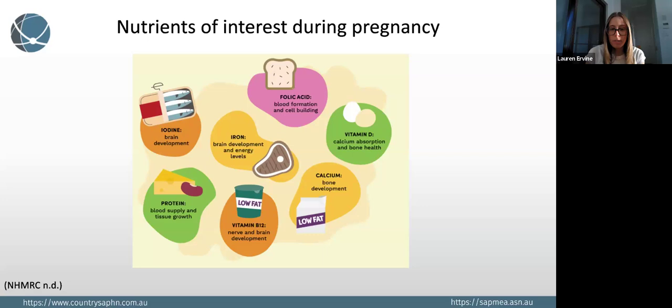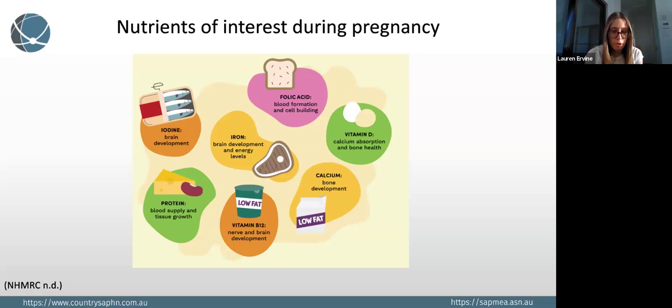B12 is one. Again, if you're getting enough iron, you will typically be getting the B12, as they appear in a lot of the same kinds of foods. However, we would have to have a look at that in the blood tests and see if that supplementation is required. It's important for nerve and brain development.